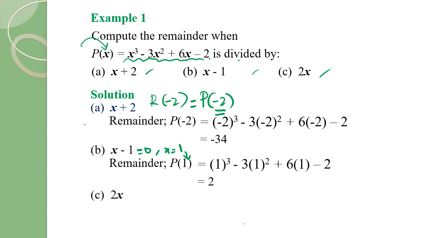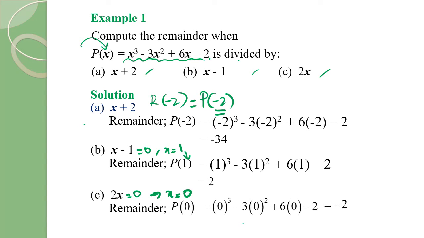Now for C, when 2x is the divisor, so 2x equal to 0, so x is equal to 0. So we just have to find the remainder by substituting 0 into the polynomial. So we get negative 2. Okay, so it's really simple. By using this remainder theorem, you can skip the long division to find the remainder for a linear factor divisor.